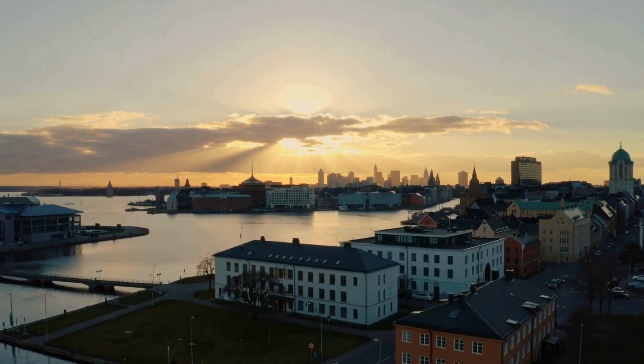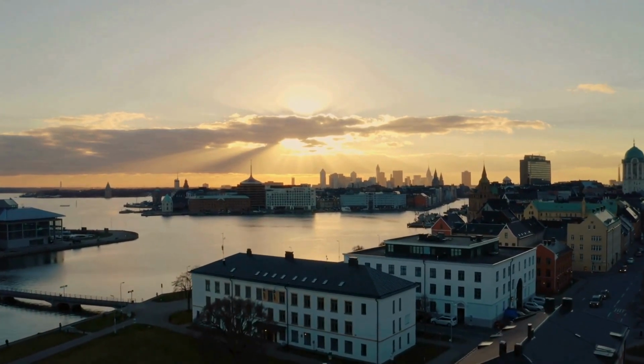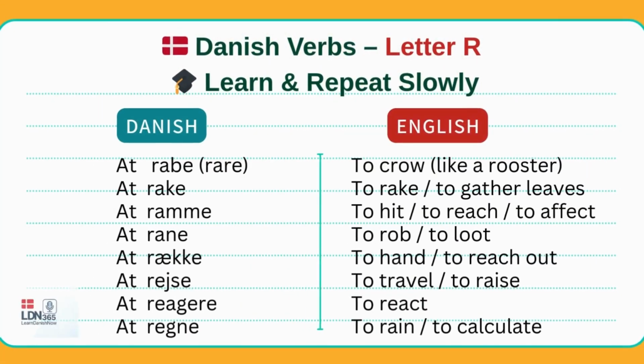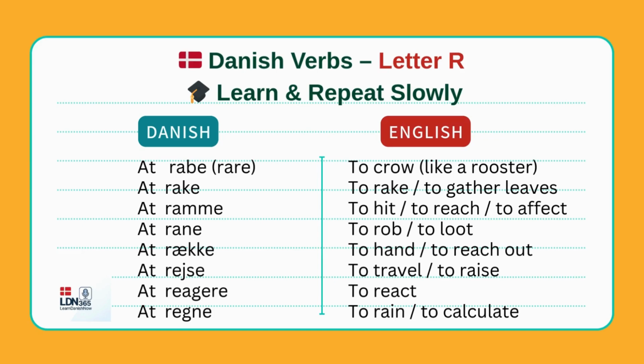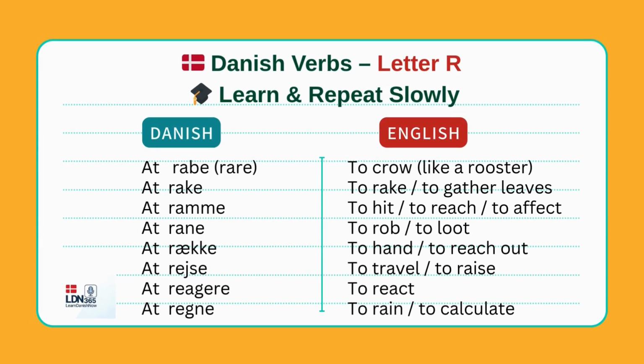Let's begin with some common Danish verbs. At rabe, rare. To crow, like a rooster. At rake, to gather leaves. At ramme, to hit, to reach, to affect. At rane, to rob, to loot.